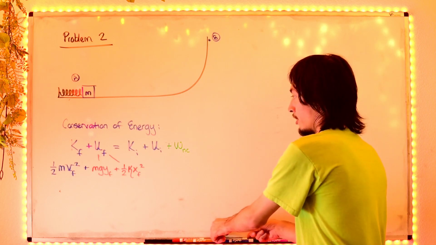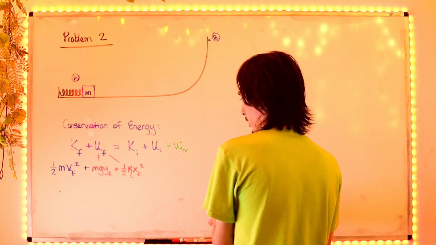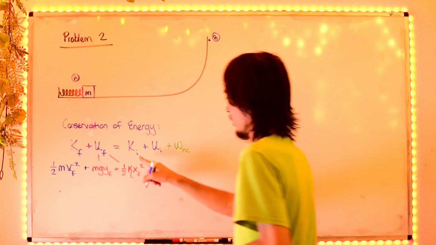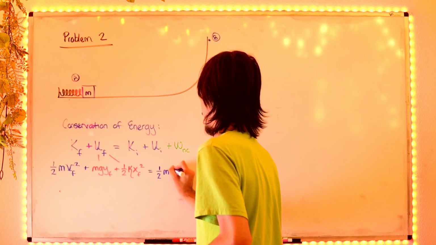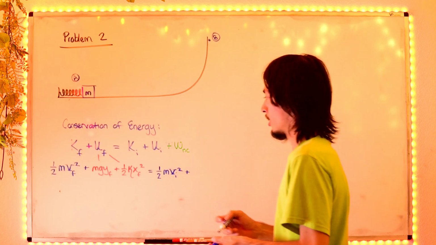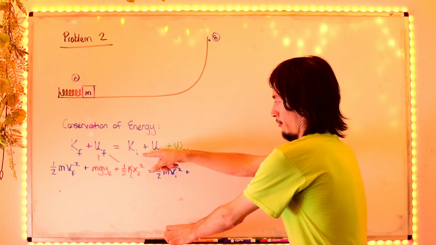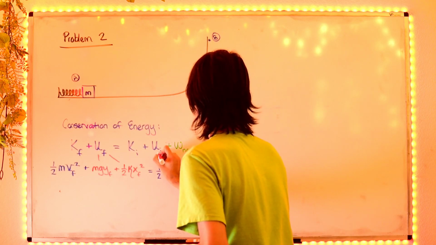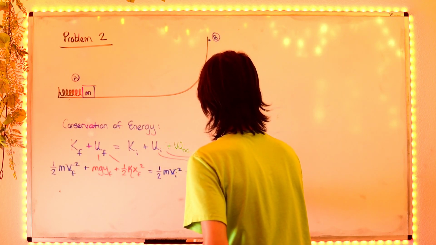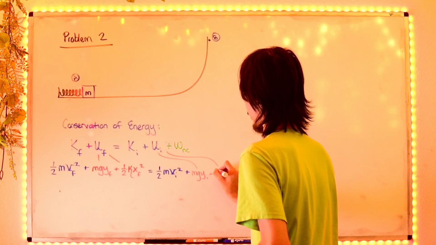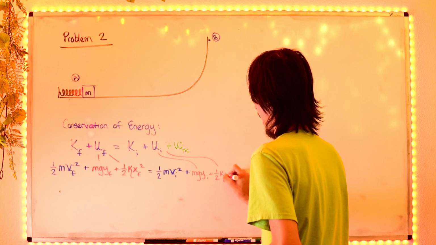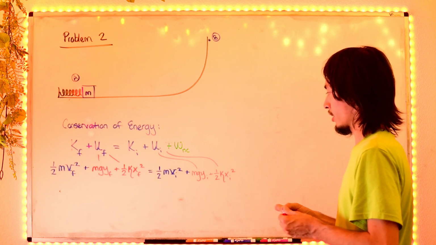Now, I'm going to do the same thing for the opposite side of the equation. I'm going to do K initial, which is 1/2 mv initial squared, plus. Repeat the same thing for my potential energy because it can again break into two terms. So mgy initial plus 1/2 kx initial squared.